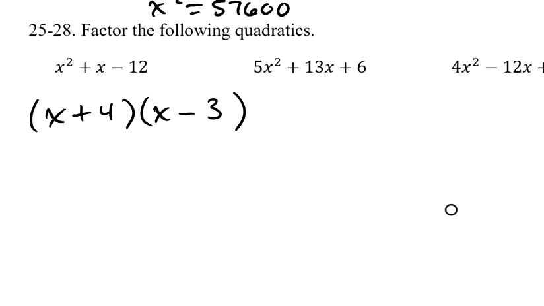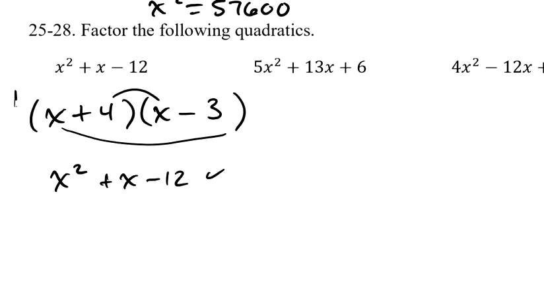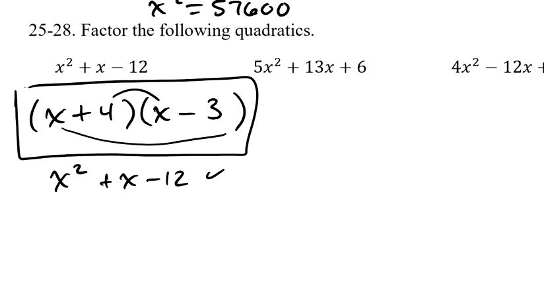I can verify that by multiplying this out if I want, right? When I multiply x times x, I do have x squared. This is 4x minus 3x is plus 1x, and then 4 times -3 is -12, so it checks. So this is my answer.